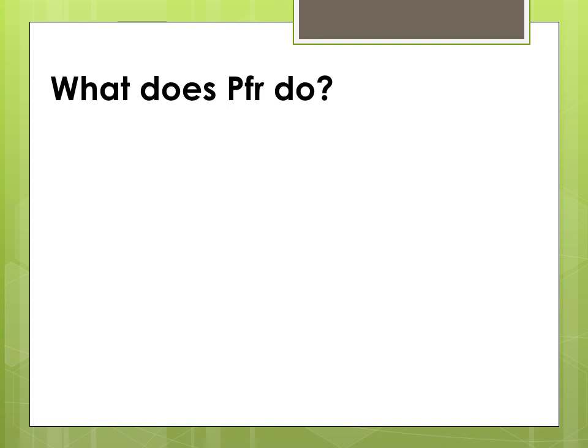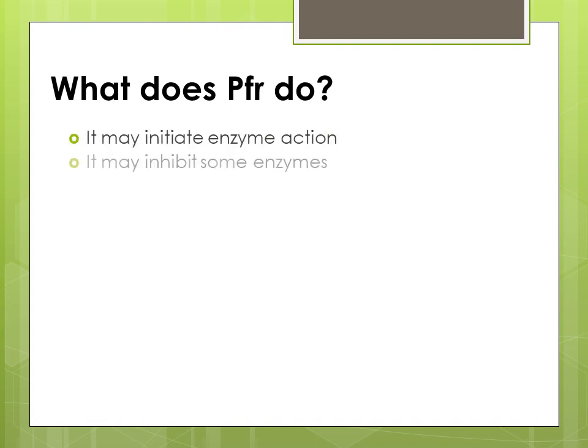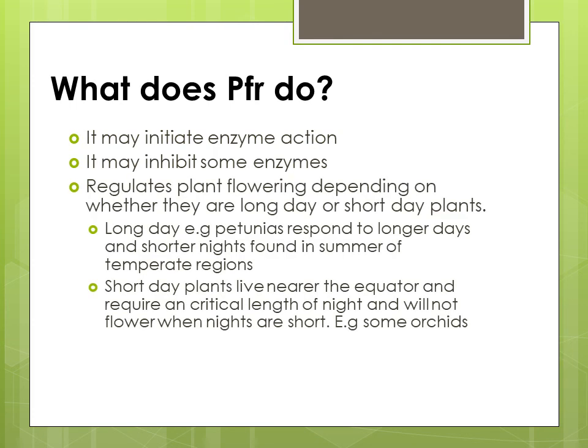So this just summarises what phytochrome far red can do. It could initiate some enzyme action. It could inhibit some enzymes. So some enzymes that are involved in reducing growth would be inhibited. It also regulates which plant flowers depending upon whether they are considered to be long day or short day plants. Now, long day plants are plants which recognise that we're in summer because we've got longer days and short nights, and they need to experience these long days in order to flower.